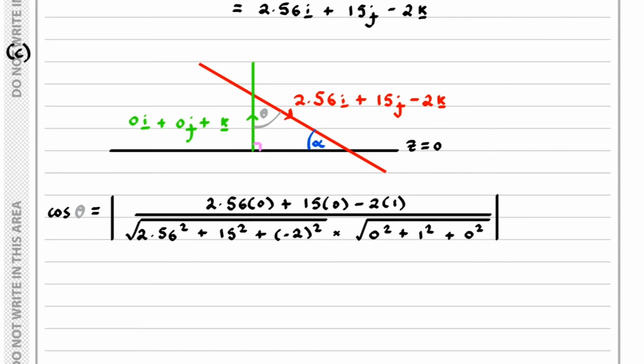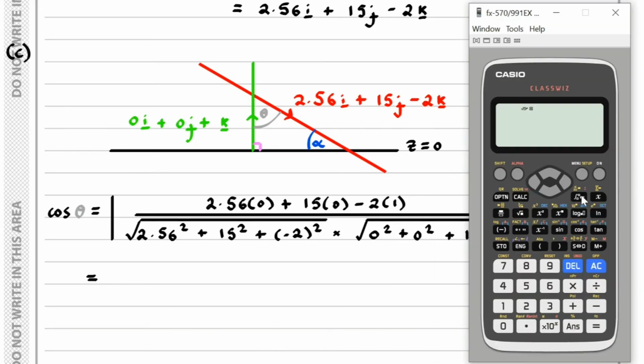We've got the calculation here to help us find out what theta is. We've got the dot product between those vectors divided by the magnitude of this vector times the magnitude of this vector. And if I work out what this is, well, because it's the absolute value, I've got 2 over the square root of 2.56 0.56 squared plus 15 squared plus 2 squared.